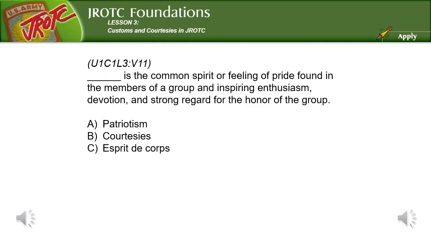Blank is the common spirit or feeling of pride found in members of a group and inspiring enthusiasm, devotion, and a strong regard for the honor of the group. Is that A, patriotism, B, courtesy, or C, esprit de corps? The answer is C, esprit de corps. Esprit de corps is French, and it means the spirit of the corps or the group. So the spirit of the group.